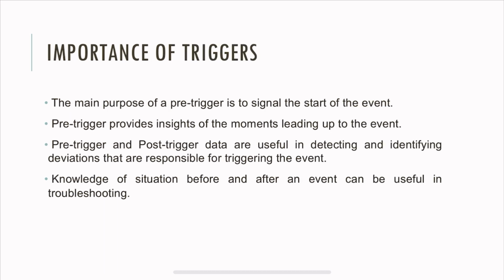So why do we need pre-trigger and post-trigger? The main purpose of a pre-trigger is to signal the start of an event, and it provides insights into the moments leading up to the event. Both pre-trigger and post-trigger are useful in detecting and identifying deviations that are responsible for triggering the event. And when we have knowledge of the situation before and after the event, it can be very useful in troubleshooting.